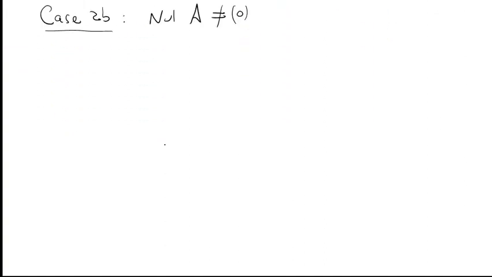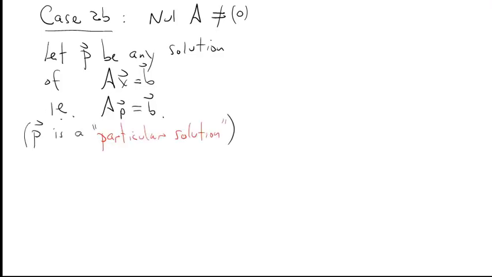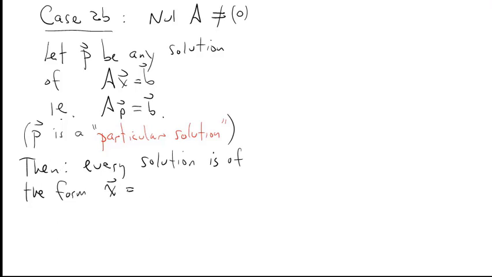In case 2B, that is, the null space is not trivial, let p be any solution of Ax equals b. In other words, A times p equals b. p is called a particular solution because it's not the only solution. It's just one. Every other solution is of the form x is equal to p plus n, where n is in the null space.